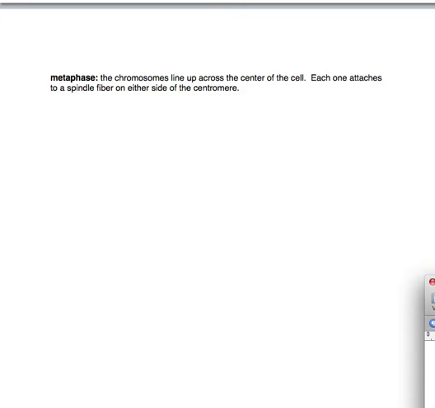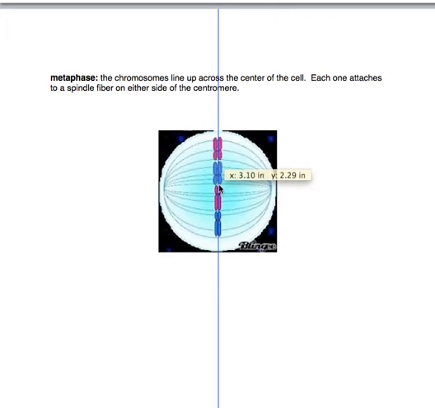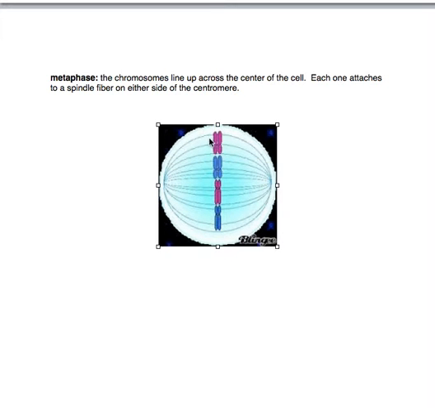So here you have the chromosomes have now all lined up in the center of the cell. And so you can see that they're attached in the middle, and then they're attached on the side by these little fibers that are going to end up pulling them apart. And that's how you're going to end up with this side getting the same kind of DNA and the same information as this side. They're both going to get exact copies.